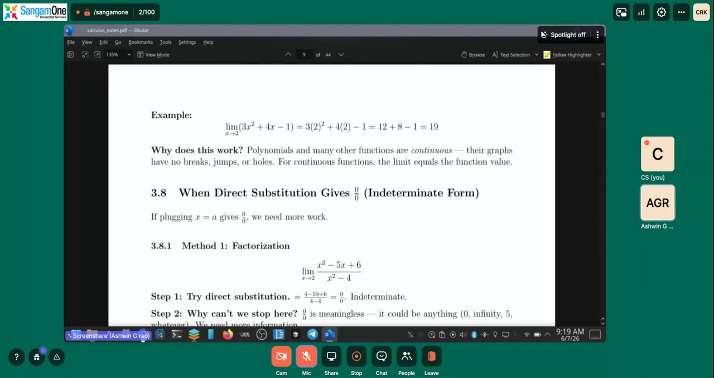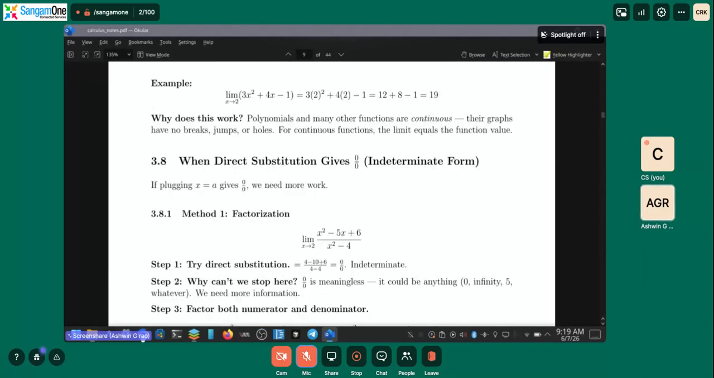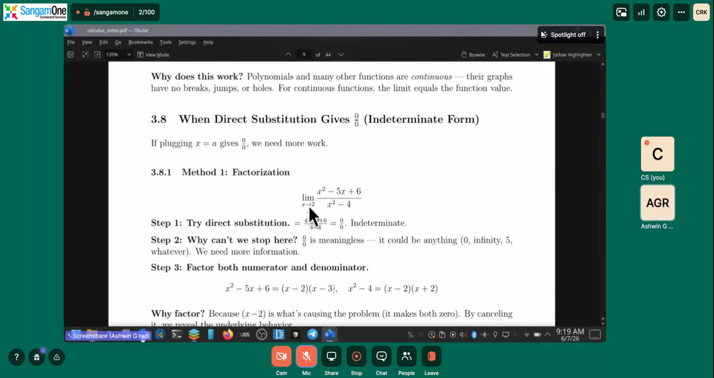When direct substitution gives the 0 by 0 indeterminate form, you have to factorize. Like limit x tends to 2 of x squared minus 5x plus 6 over x squared minus 4. When we substitute 2 here, we get 4 minus 10 plus 6 over 4 minus 4, which is 0 by 0. It is indeterminate. We should not stop here, because 0 by 0 is meaningless. It could be anything: 0, infinity, 5, whatever.